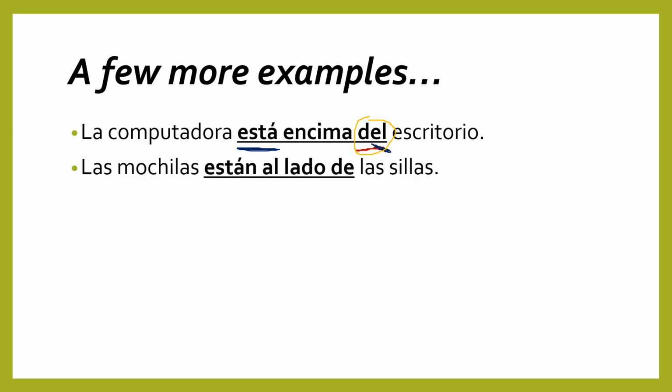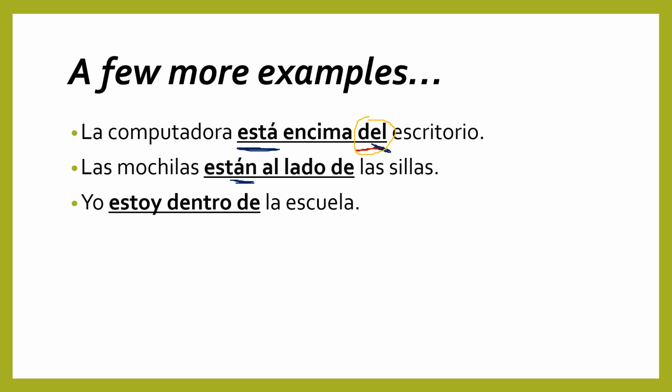Two more. Las mochilas. Notice how now the verb is están, because it's they are. The book bags are. Al lado de, next to, or to the side of, las sillas. It's not masculine, it's not singular, so you leave it alone. It's just de las sillas. Las mochilas están al lado de las sillas. The book bags are to the side of, the book bags are next to the chairs.